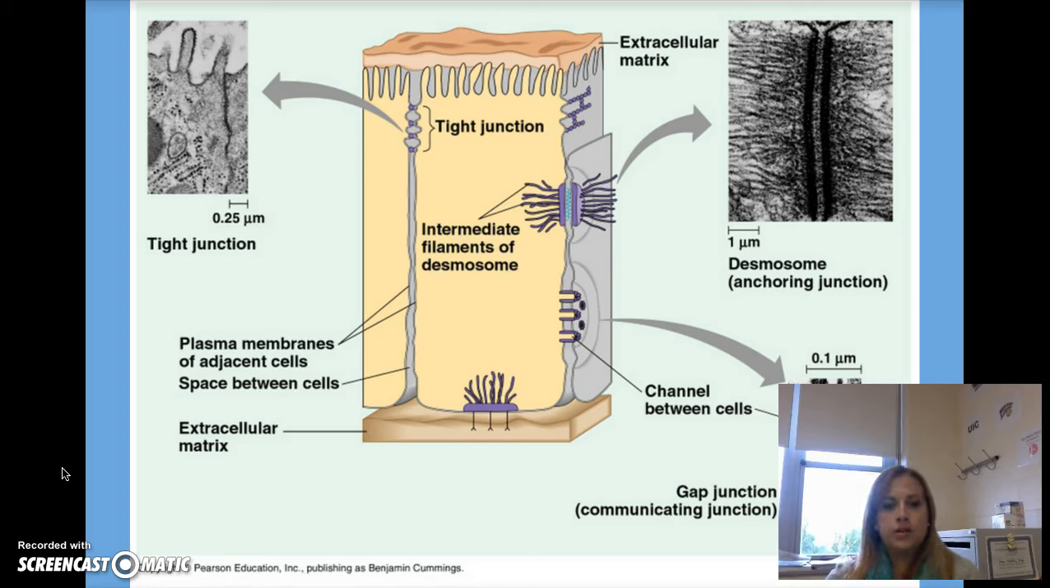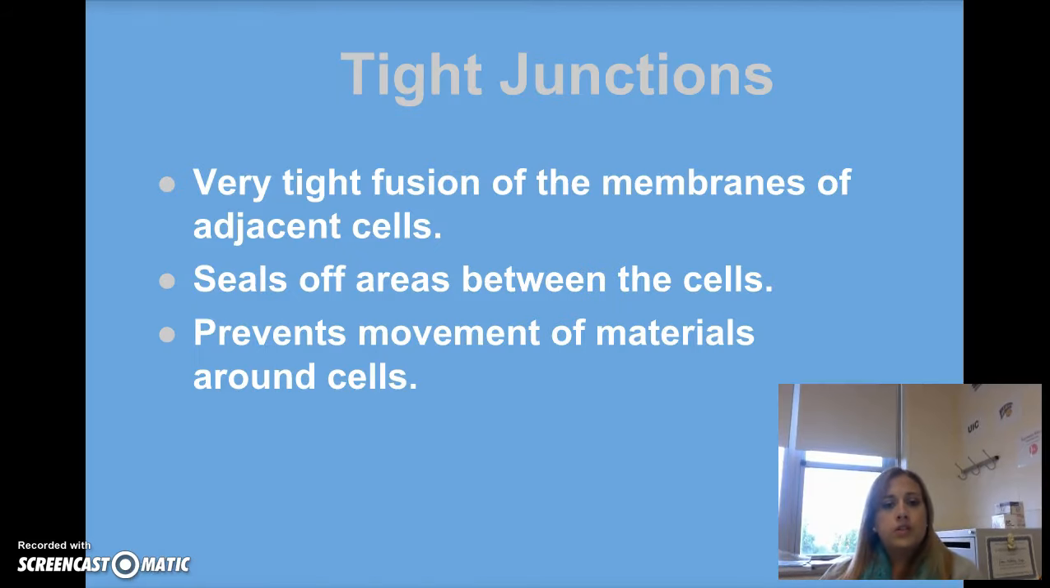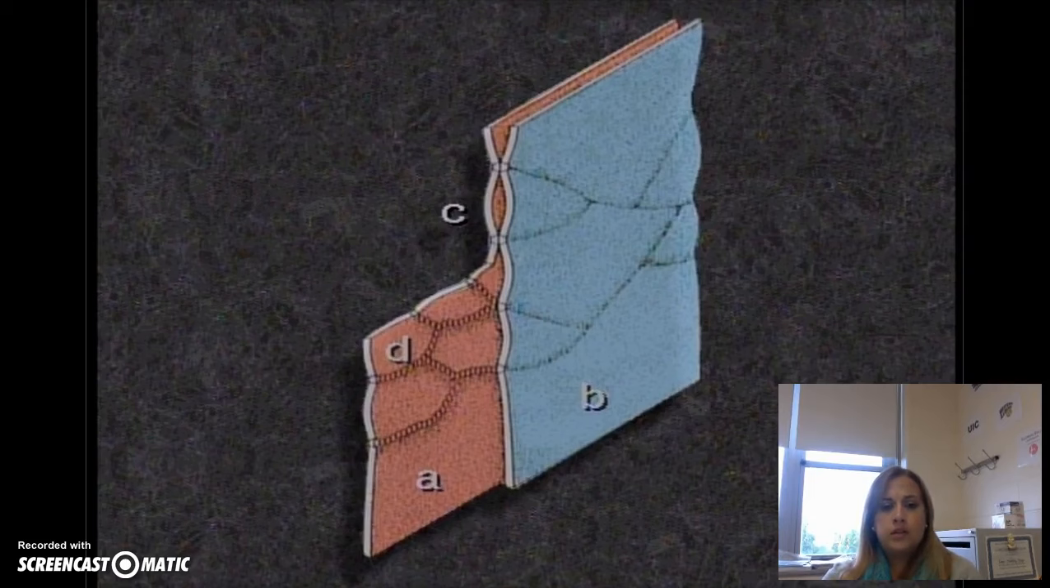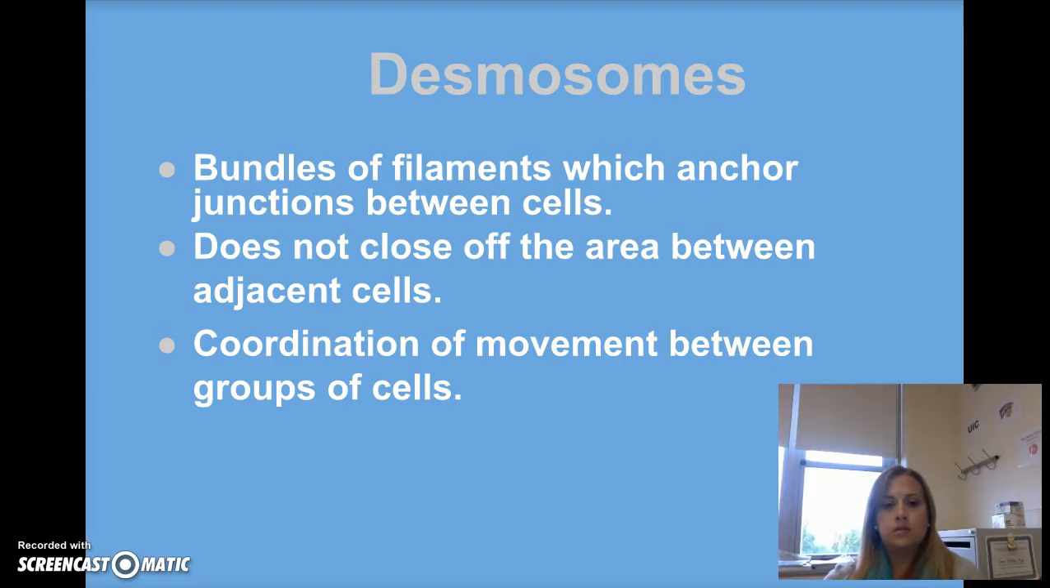So this is just a breakdown. Here we've got a tight junction between two cells. Here we've got some intermediate filaments of desmosomes, and we are going to take a look at each of these individually. With tight junctions, this is a very tight fusion of the membranes of two cells next to each other, and it's going to seal off the area between the cells. What that does is prevent materials from moving around the cells because it's sealed off. You can see here we've got some sealed areas between these cells, so materials wouldn't be able to move through that area because it is completely sealed.